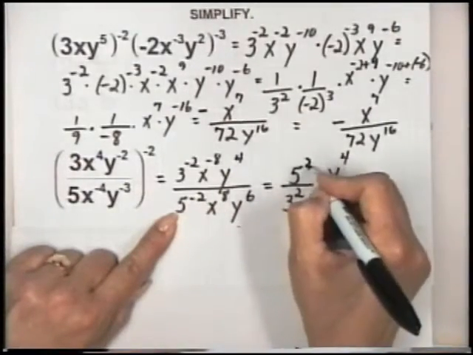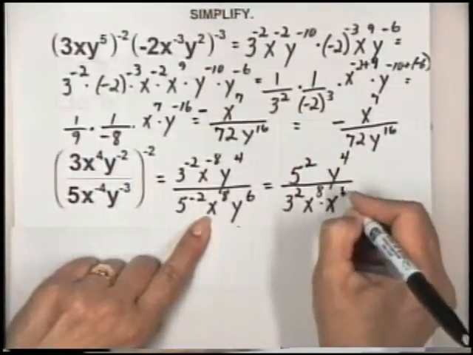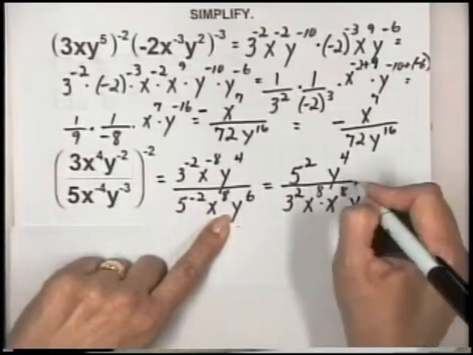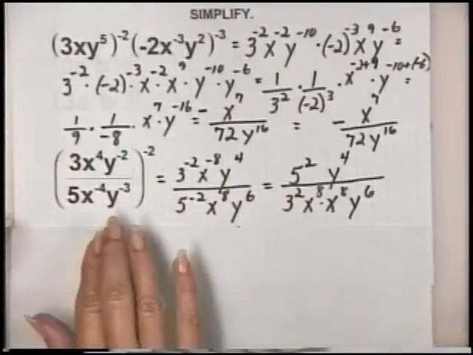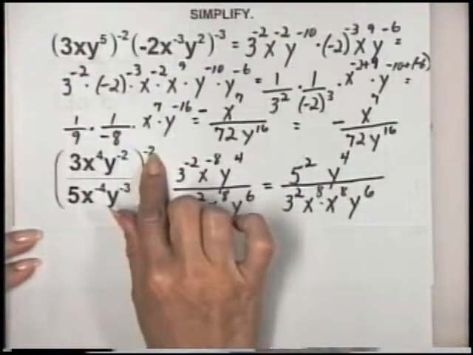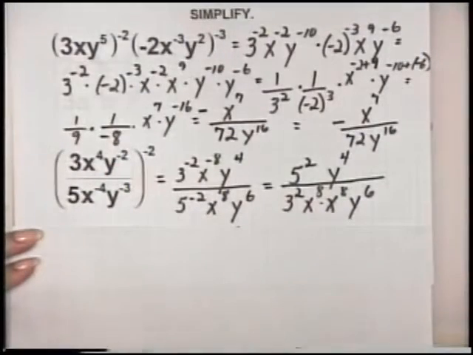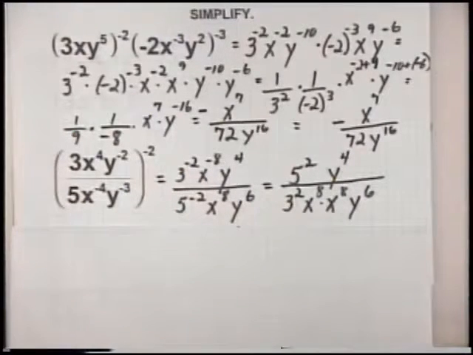The 5 to the -2nd power will go to the numerator as 5 squared. The x to the 8th will stay in the denominator as x to the 8th. The y to the 6th will stay in the denominator as y to the 6th. So notice what I did with these steps. I applied this power to each factor in the numerator and each factor in the denominator. Next, I took any factor with negative exponents and I moved it.